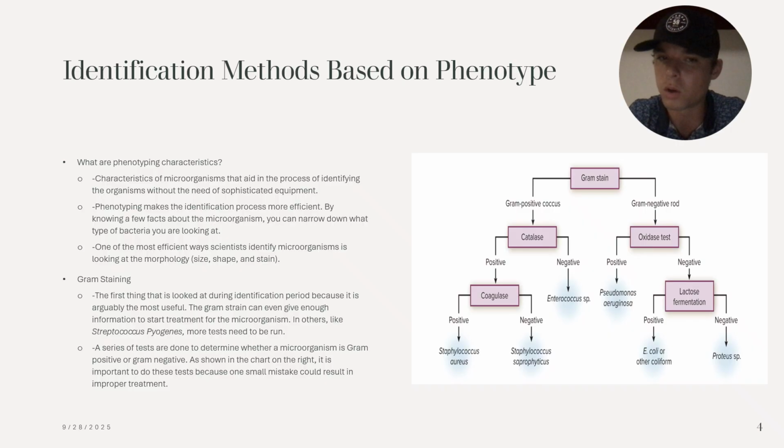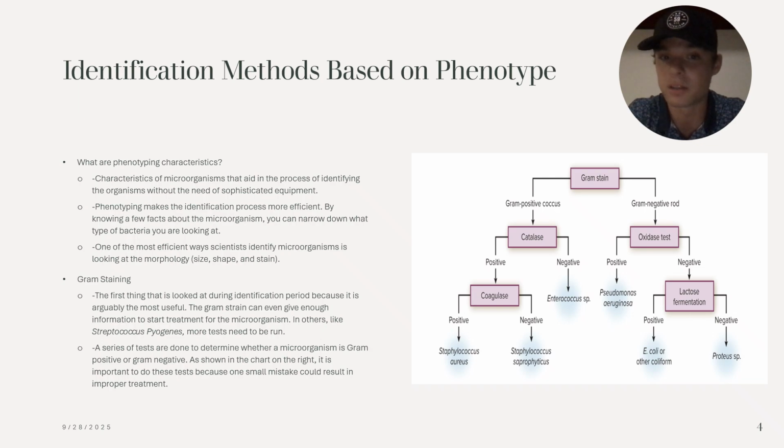Today we're going to be talking about identification methods based on phenotype. So we're going to start with what phenotyping characteristics are. They are characteristics of microorganisms that aid in the process of identifying the organisms without the need of sophisticated equipment. Phenotyping makes the identification process more efficient. By knowing a few facts about the microorganism, you can narrow down what type of bacteria you're looking at.